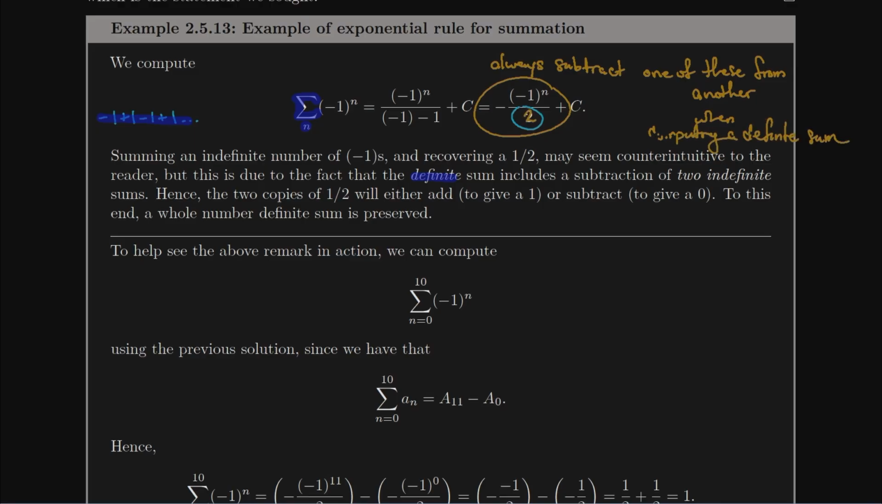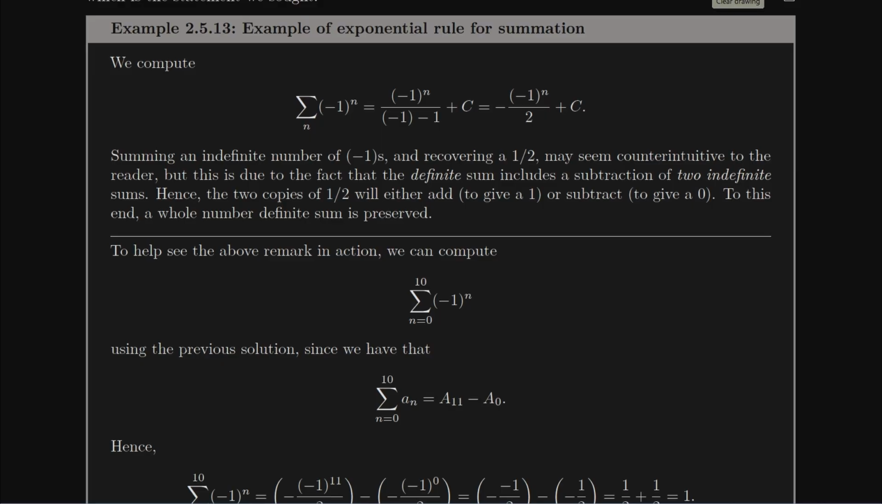Okay, and if you subtract a 1/2 from itself, or if you add a 1/2 to itself, you do actually recover a whole number ratio, and it will give you the right answer here. So it feels kind of strange that the indefinite sum of integers in this case is not actually an integer. But if you compute the definite sum, it does send you back to be an integer. So let's see that in action.